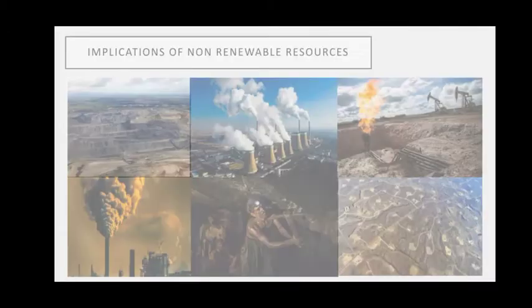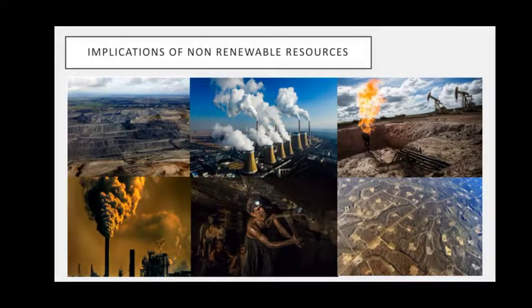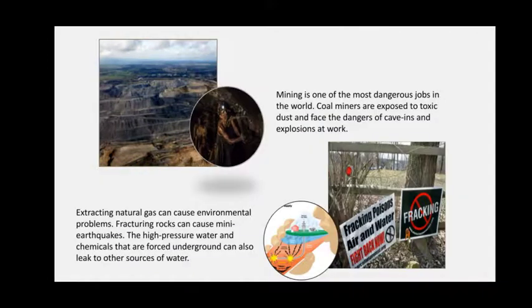Now for the implications of non-renewable resources. When coal is burned, it releases many toxic gases and pollutants into the atmosphere, making it dangerous for human health, especially to the coal miners. Extracting natural gas can also cause environmental problems, including the fracturing of rocks that can cause mini earthquakes. Fracking can also result in contamination of water sources, as high pressure water and chemicals are forced underground.